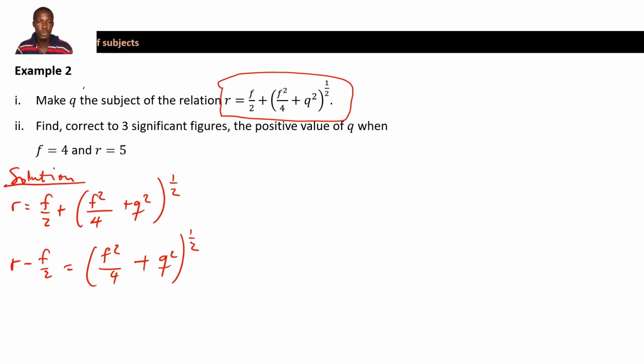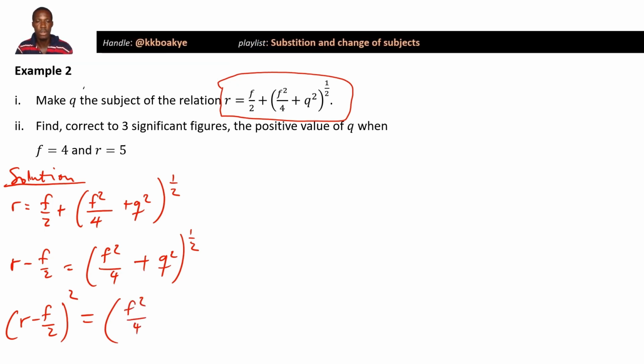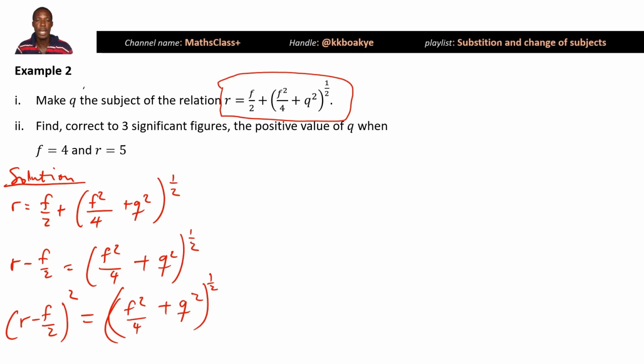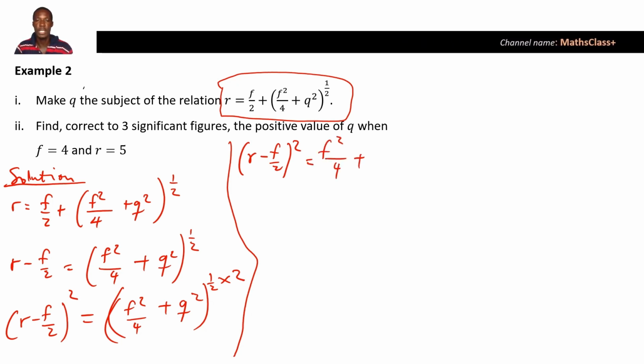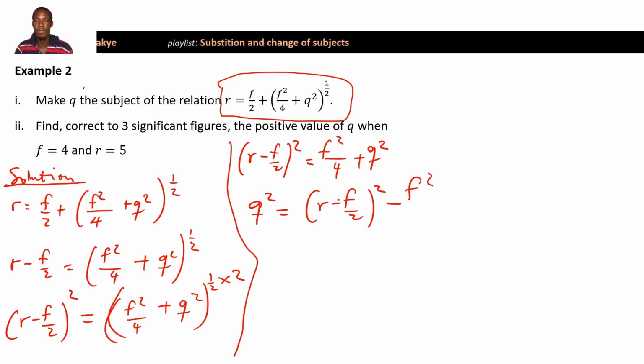Now we have to get rid of the half, so we square both sides. So r minus f over 2 all squared is equal to f squared over 4 plus q squared, everything here to the power half times 2. That is, we've gotten rid of the exponent half. The next thing is to also make sure q stands alone. So q squared is equal to r minus f over 2 squared minus f squared over 4.